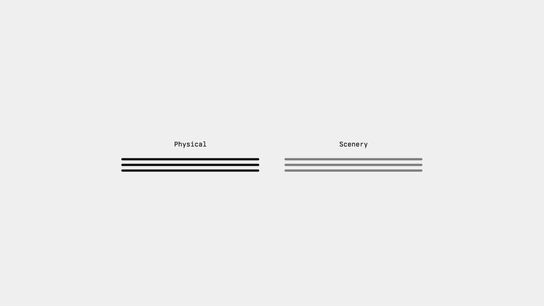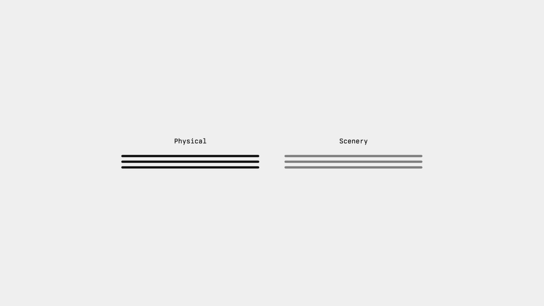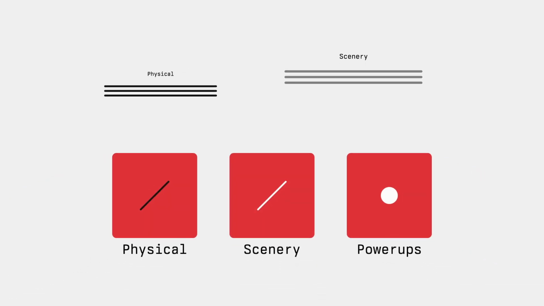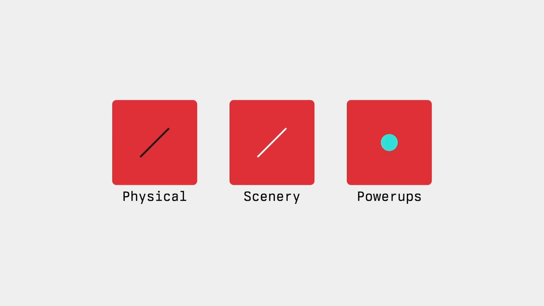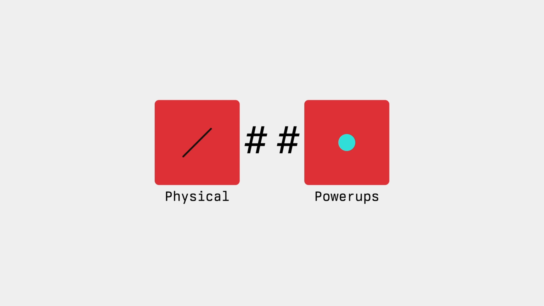FreeRider is able to tell the difference between physical and scenery lines and all the power-ups by simply placing them in separate sections of the stored track. Each section is separated from the rest by a hashtag. These hashtags stay in place even if the sections they separate are totally empty.